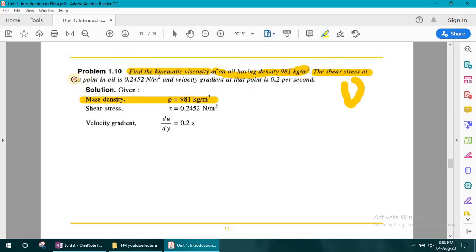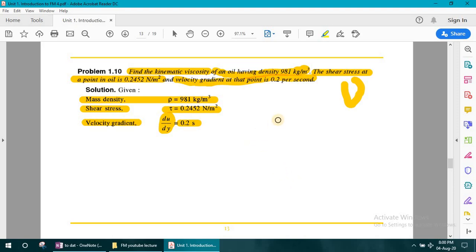The shear stress at a point is given in Newton per meter square. So shear stress tau is equal to 0.2452 Newton per meter square and velocity gradient is 0.2 per second. It means in this problem the value of du by dy is given. In the previous problems du is separately given and dy is separately given. But in this problem the ratio is directly given, 0.2 per second.